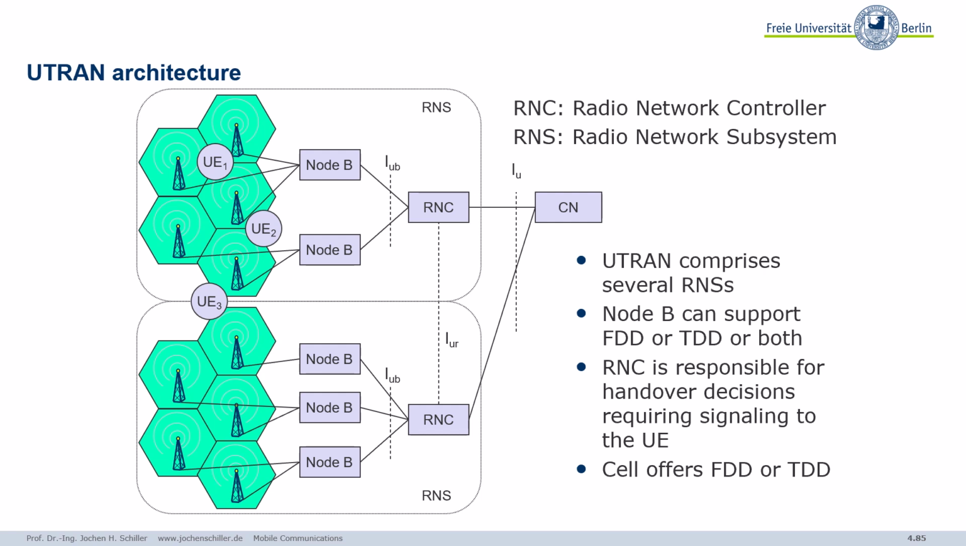So radio network controllers, node Bs, user equipment, they're all in the radio network subsystem. So the UTRAN comprises several of these radio network subsystems. The node Bs can support FDD, TDD, or both, depending on the operator, depending on the technology. The RNC here is responsible for the handover decisions and does all this signaling to the UE, user equipment, and the cells then offer, finally, the FDD or TDD.